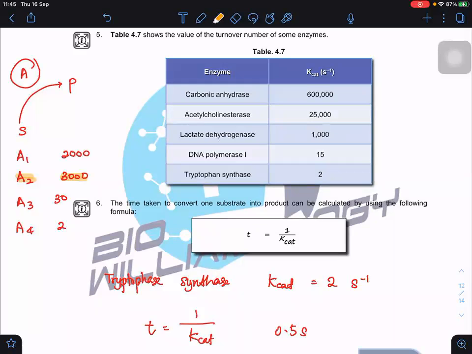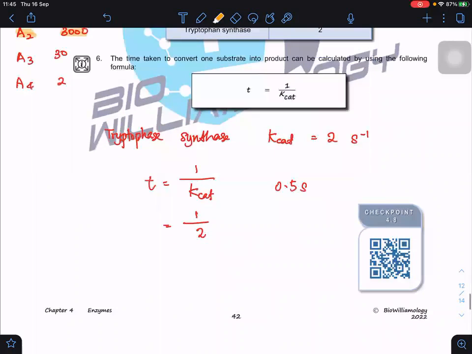Okay, so with this, I have done for today's lesson. You can try checkpoint 4.8. I will go and open it later, so that you can try the questions and check how much you actually understand about enzyme kinetics. Okay, so with this, I've done for today's lesson.